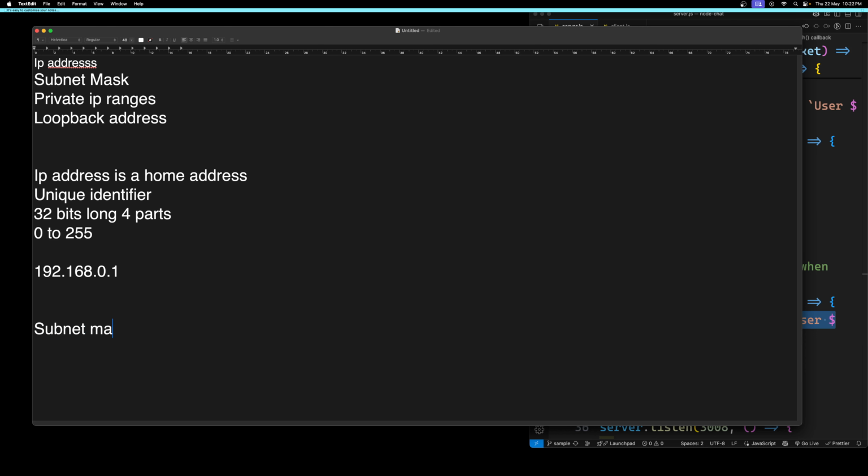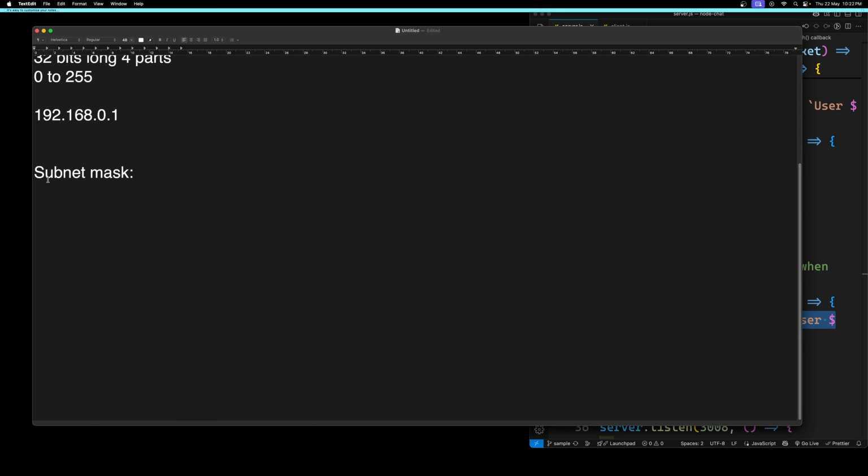So let's try to learn about the subnet mask. What is the subnet mask? Every IP address comes with something called a subnet mask. A subnet mask tells us which part of the IP address is for the network and which part is for the host. Here, host means nothing but the device.